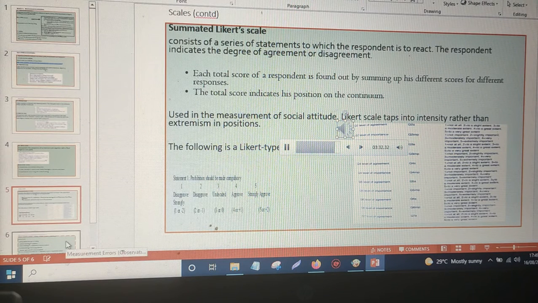Examples of Likert scale are given on your right hand side, and you can see them for so many measurements. If you are measuring importance, you can say not important, slightly important, moderately important, important, very important, for example. So along that continuum, it measures intensity.